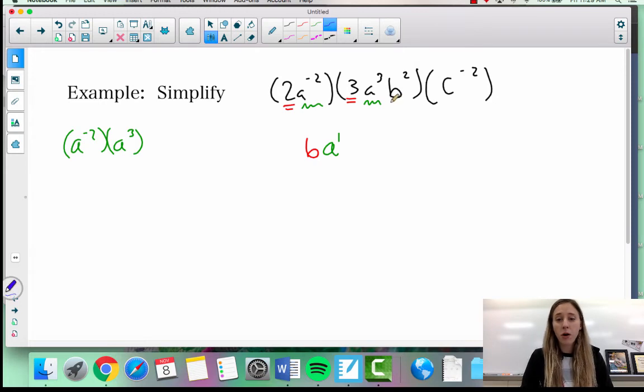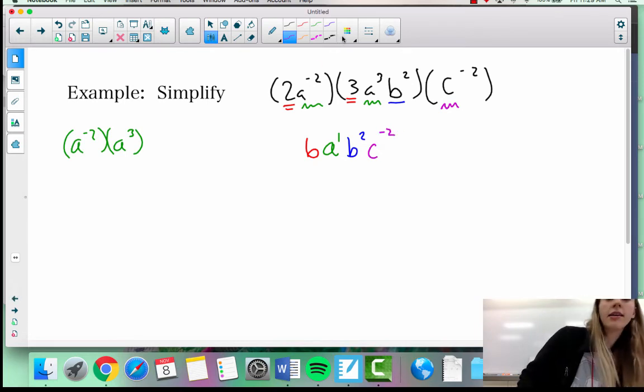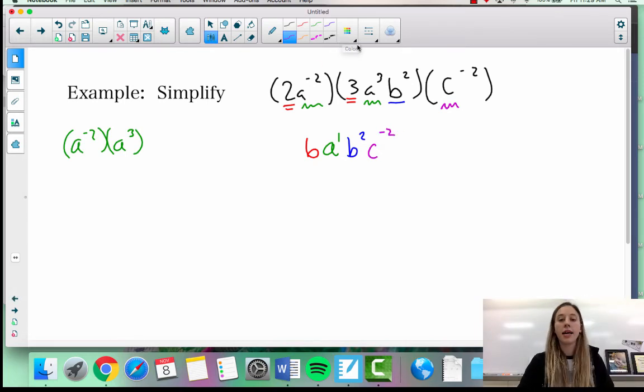And then the last part, look for any b's. Well, there's only one, so we're going to leave it as b squared. And then lastly, our c value, so that's going to be c to the negative second. Now remember that we said in our rules we can't have any negative exponents. And the only negative exponent I have here is the c. So what I'm going to do is move the c value down to the denominator. So everything else is going to stay where it is.